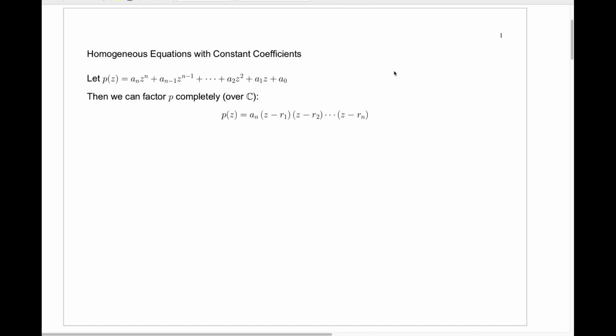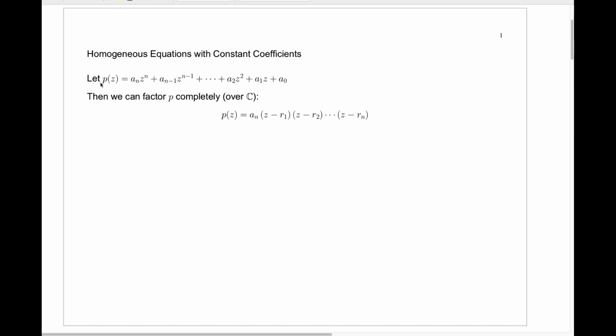Today we're going to talk about solving homogeneous differential equations with constant coefficients. We're going to be interested in what happens when the order of the differential equation is greater than 2. In order to do that, we're going to take a quick detour first to talk more about polynomials.